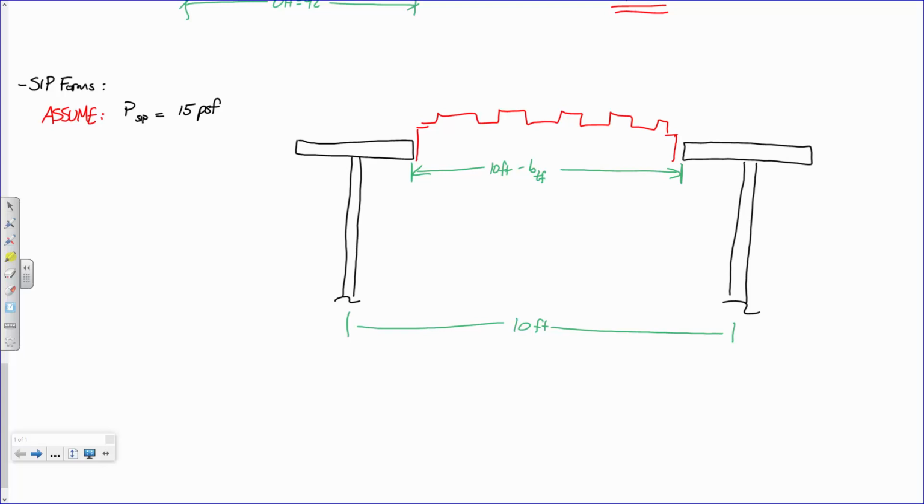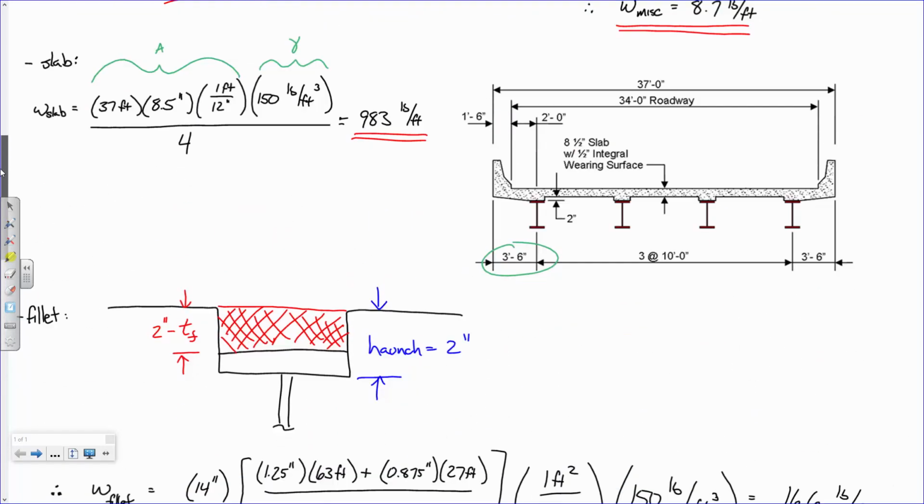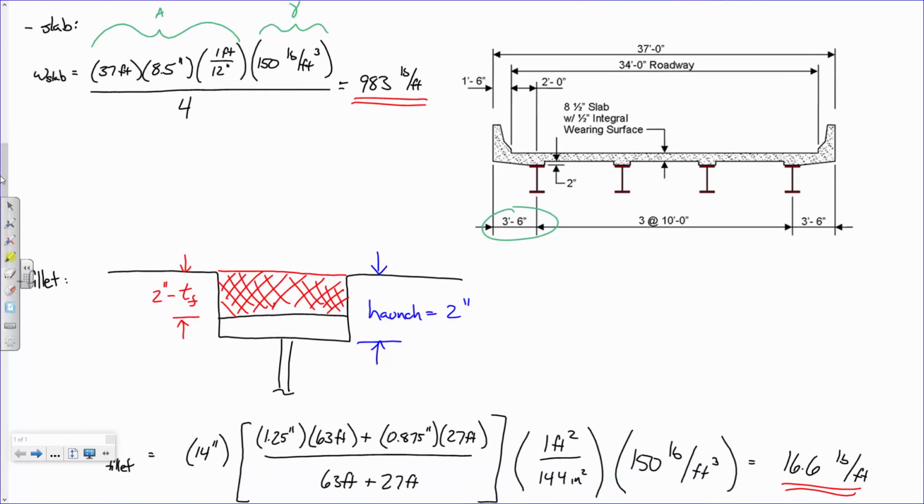Okay, now watch this. Here's what I propose. The weight of the SIP forms is as follows: 10 feet minus 14 inches divided by 12 inches per foot, right? Now, here's the interesting part. Let's look at this. How many girders do I have in the bridge?